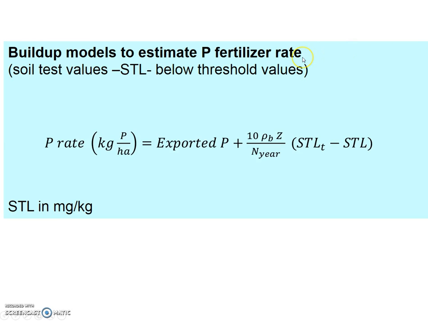Once we make our analysis, the amount of fertilizer to be used is calculated using this equation, where the phosphorus rate is equal to exported phosphorus plus a function of the difference between the threshold STL and the actual value that we have measured in the soil. Note that this equation is only valid when our soil test level is below the threshold STL.